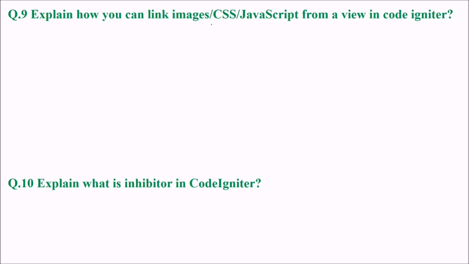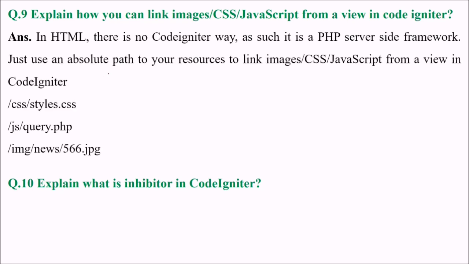Explain how you can link images, CSS, JavaScript from a view in CodeIgniter. This is done exactly like HTML. There is no special CodeIgniter way, as it is a PHP server-side framework. Please understand, CodeIgniter is a PHP server-side framework. So you just need to give an absolute path to your resources to link images, CSS, JavaScript from a view in CodeIgniter, like CSS in the CSS folder. You can give styles.css, jquery.php like this, and the images, of course.